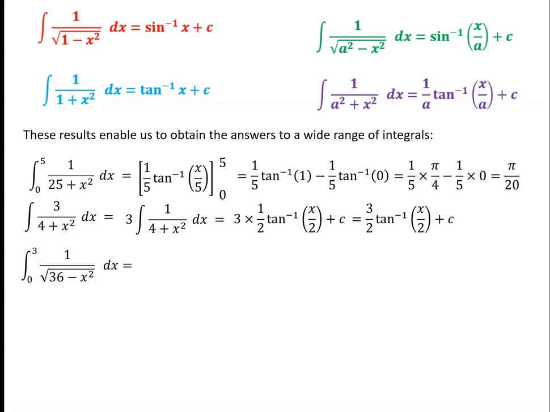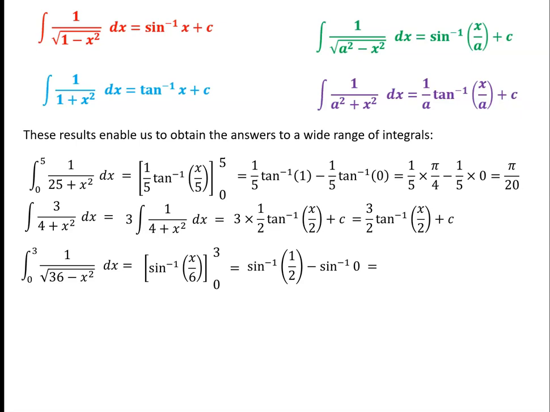Integral between 0 and 3 of 1 over the root of 36 minus x squared. Well, using the second of our four results above, with a equals 6, I can say that the integral of 1 over root 36 minus x squared is sine to the minus 1 of x over 6. So I need the value of sine to the minus 1 of x over 6 when x is 3, take away the value of sine to the minus 1 of x over 6 when x is 0. So that is sine to the minus 1 of a half, take away sine to the minus 1 of 0.